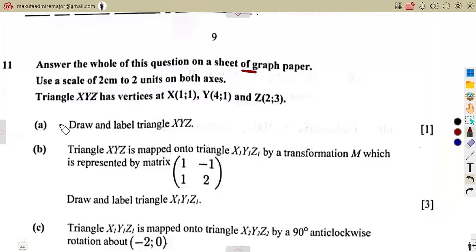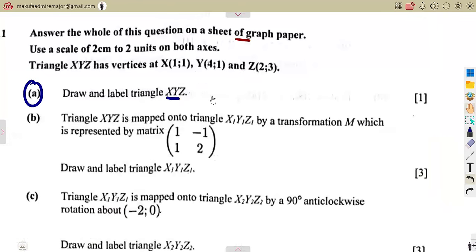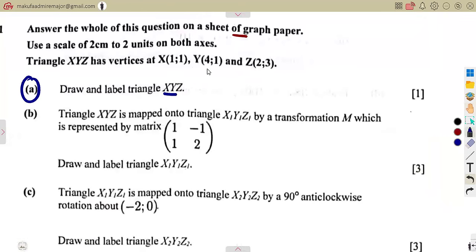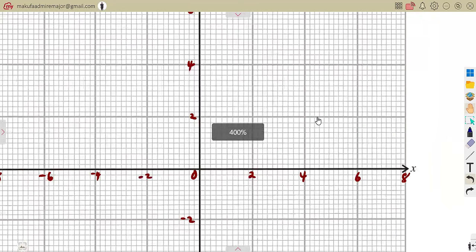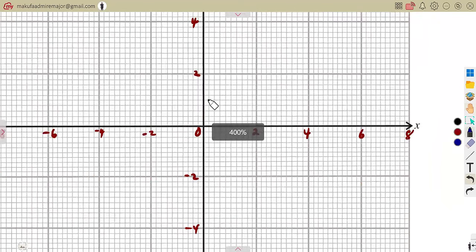The first question was to draw and label triangle XYZ, where we are given X being (1, 1), Y (4, 1), Z (2, 3). So you're going to mark the points X, Y, Z. That's X being (1, 1). It's at the 1 here on Y. So it's going to be 1, 2, 3, 4, 5, somewhere there. So you're going to name this X.